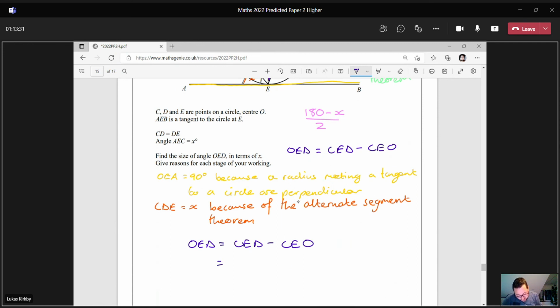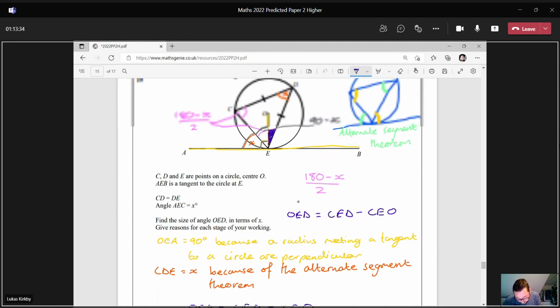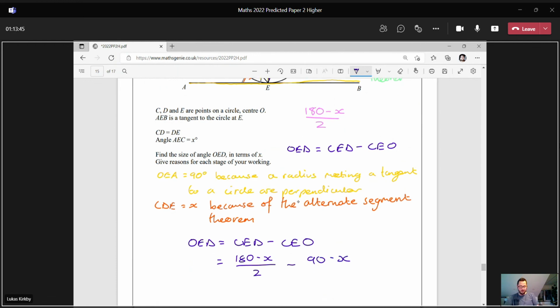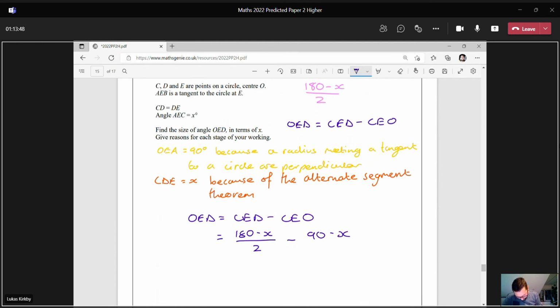Okay, now CED is 180 minus x over 2. And we want to take away CEO, which was 90 minus x. And let's do that so we don't forget the minuses. So 180 over 2 is 90 minus x over 2. And then we want a minus 90, and then minus x is plus x.